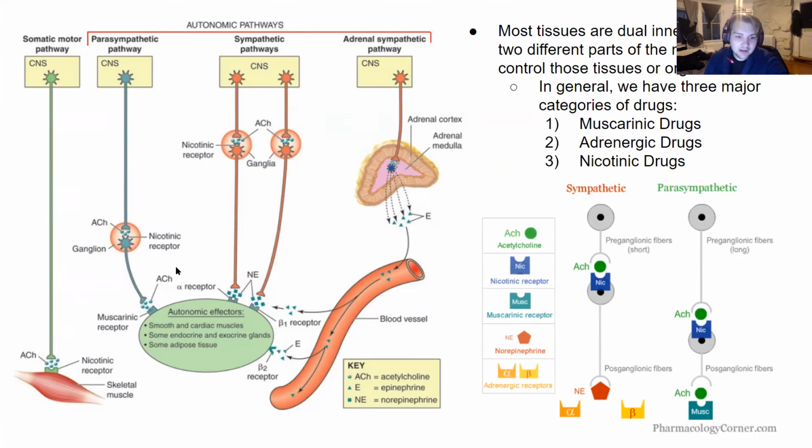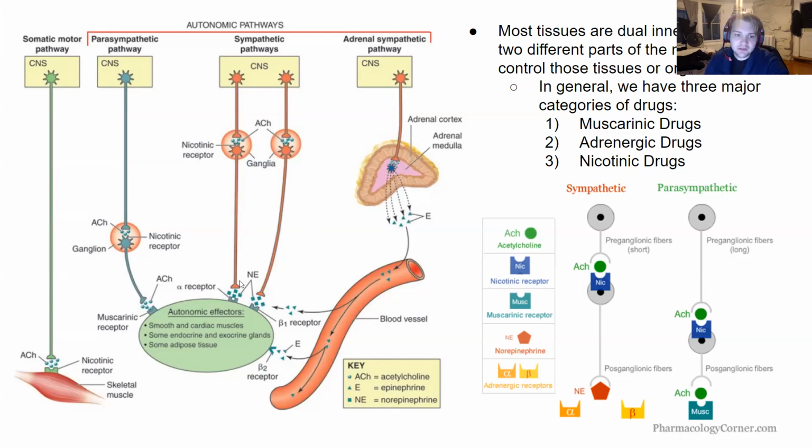Likewise, you can have postganglionic nerves that release norepinephrine, and those neurons are going to innervate adrenergic receptors. And that's what this word here is, adrenergic.